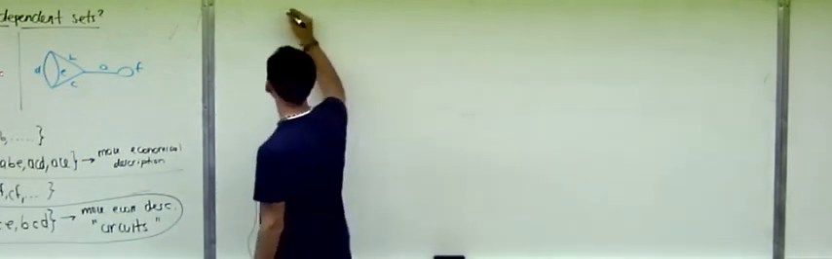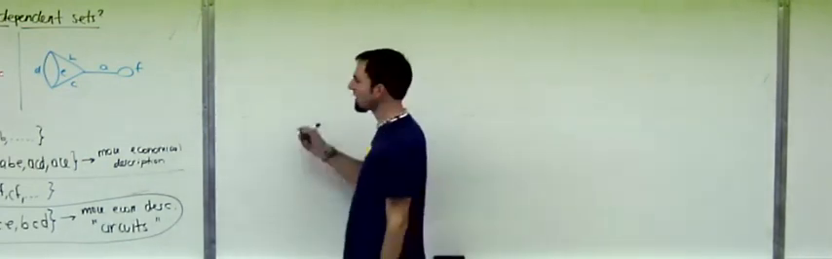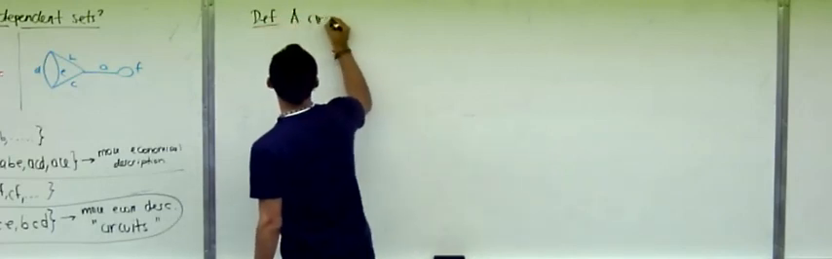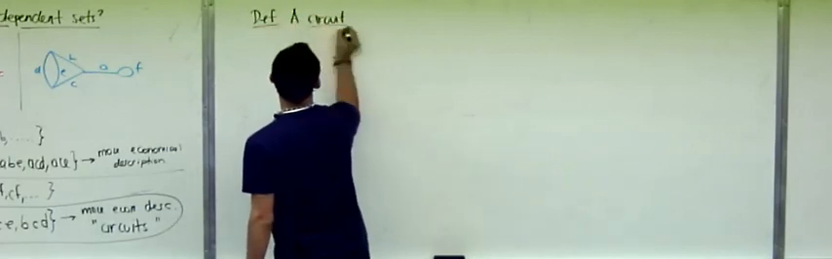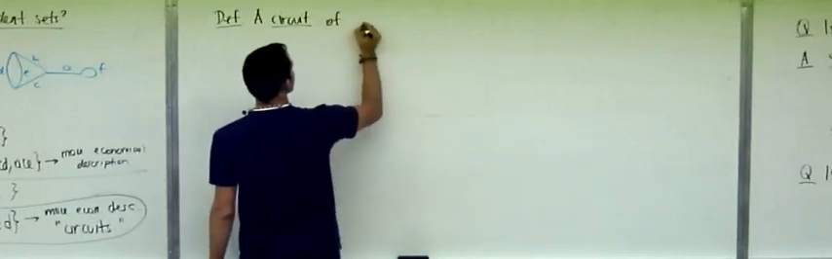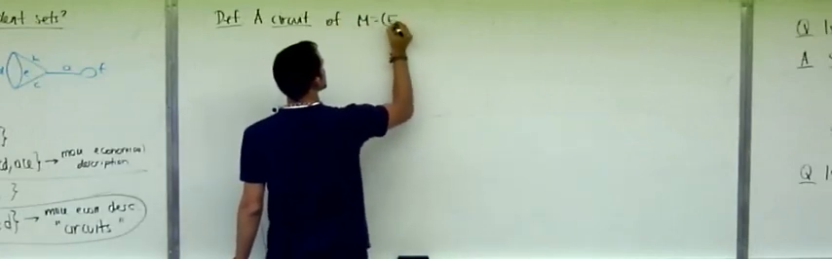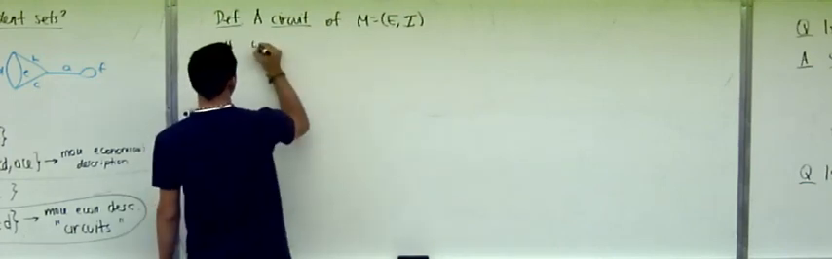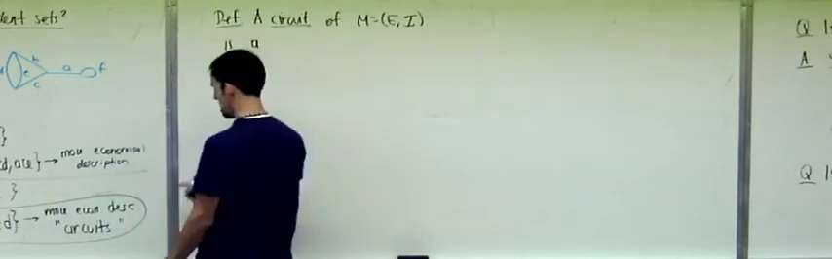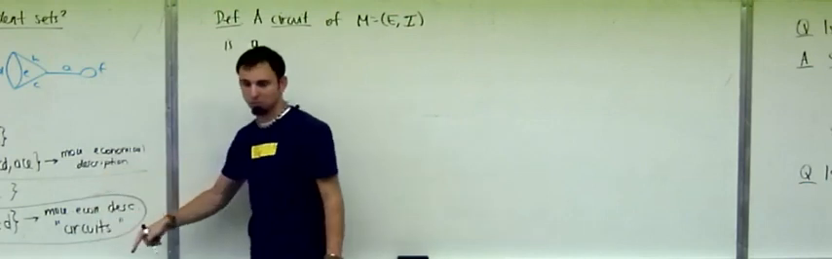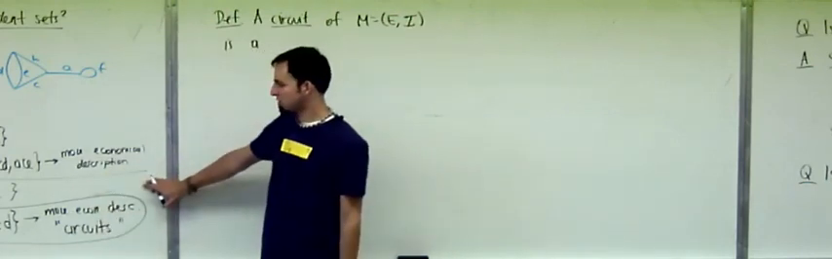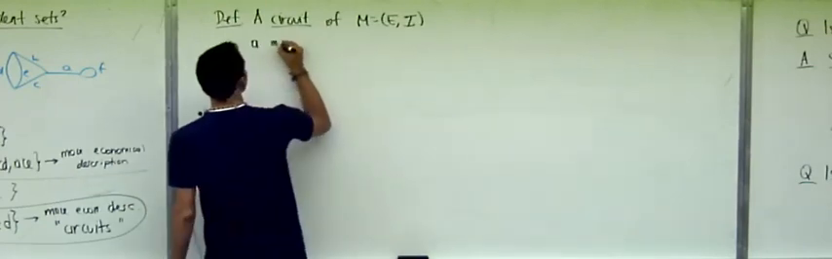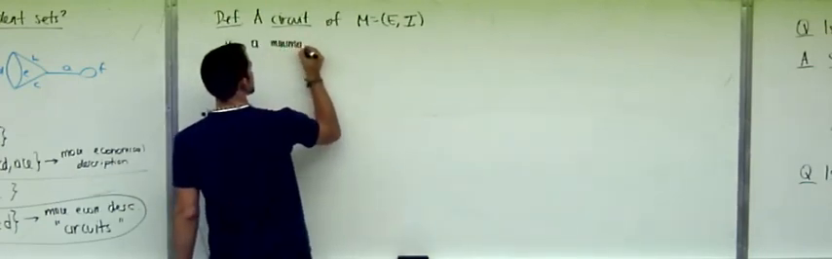Okay, so first let me say what a circuit is, okay? Because I haven't really made the formal definition. A circuit of a matroid is simply a dependent set that is minimal. Okay, this is my list of dependent sets, too long, and I just kept the minimal ones. Minimal dependent set.